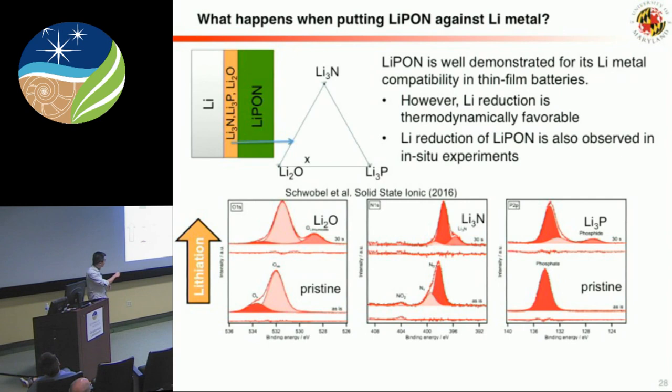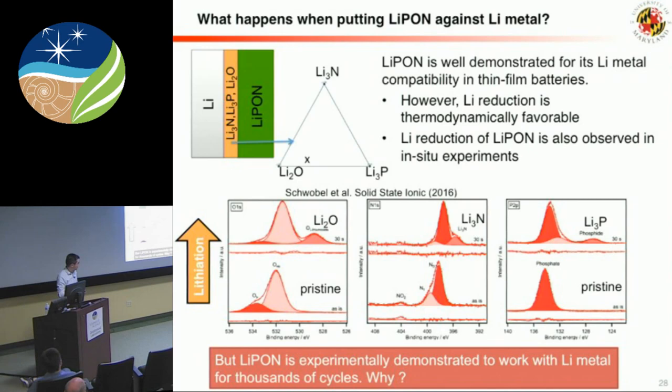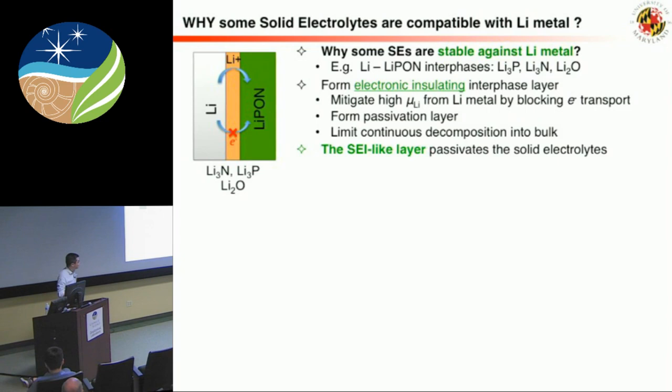Using the same in situ technique, below is a pristine sample, and above is a lithiated sample. You can see that after lithiation, the peaks of lithium oxide, lithium nitride, and lithium phosphide all emerge. This agrees exactly with the prediction from our thermodynamic calculation. As I mentioned, Lipon actually works very well with lithium metal anode in experiments.